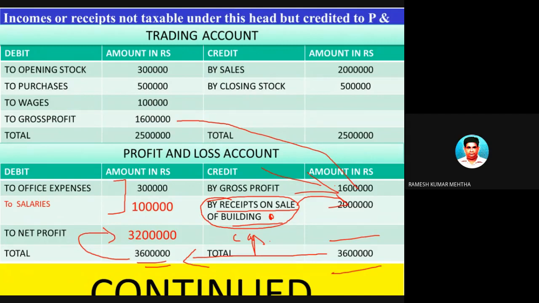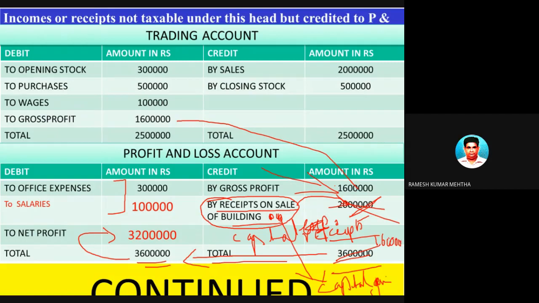This is a capital receipt. Just like capital expenditure should not be shown on the debit side of the profit and loss account, a capital receipt also should not be shown on the income side, or credit side, of the profit and loss account. This is the mistake I have made, because this will come under the topic of capital gains. There it will be shown, not in business profit. So if I remove this 20 lakh rupees, this will become 16 lakh rupees. And if I take 16 lakh rupees to the other side, it will become 12 lakhs. So the previous profit was 32 lakh rupees, and now the real profit is 12 lakh rupees.